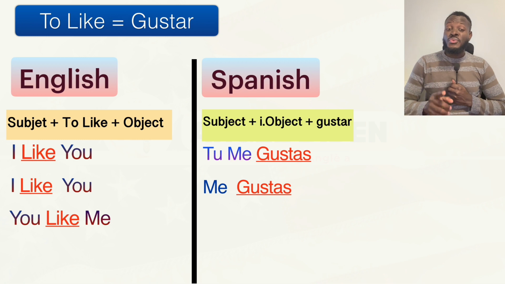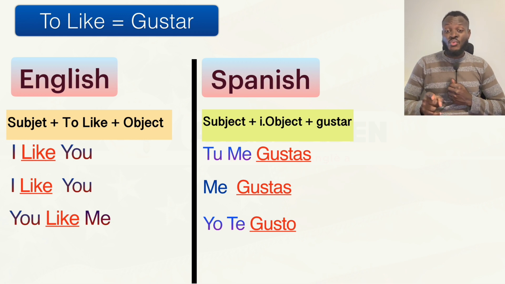Let's say, "you like me." You is subject in English, and in Spanish, "you" is going to be the object, and "me," which was object in English, is going to be subject. Like, you like me, "yo te gusto."